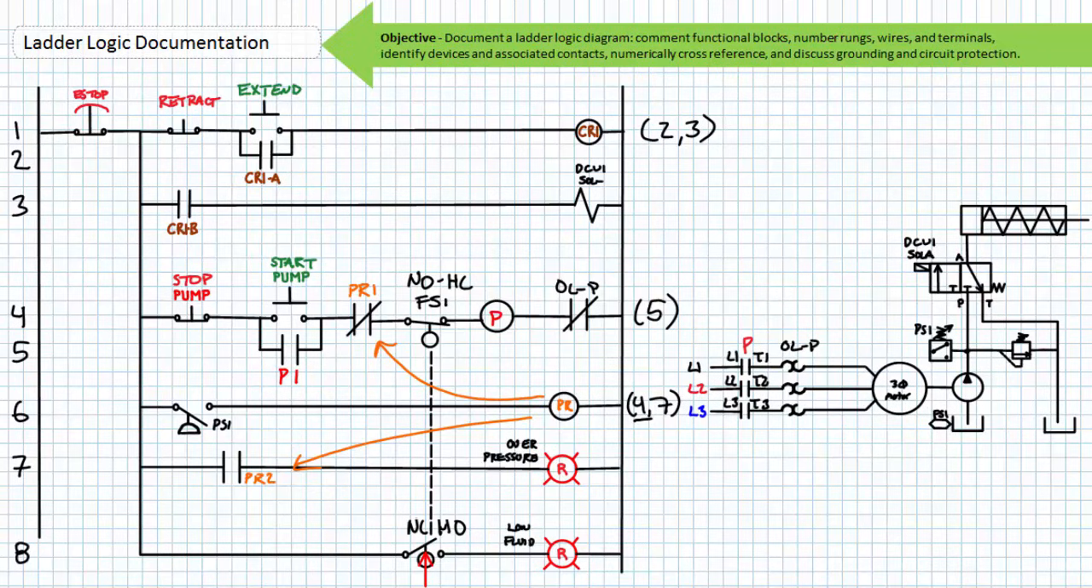Again, note that rungs 4 and 7 aren't numerically cross-referenced. The state of these contacts is controlled by something in rung 6, and they aren't actively determining their own fates. They're just passive elements responding to conditions in rung 6.